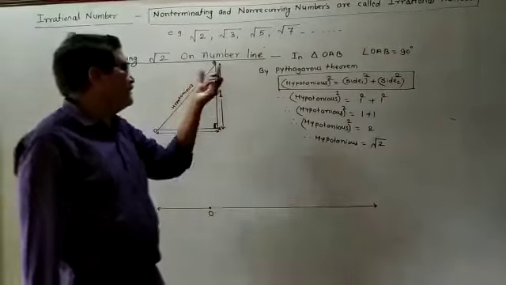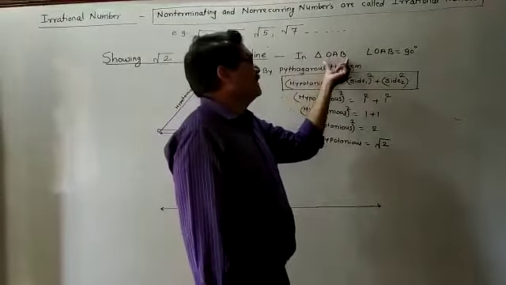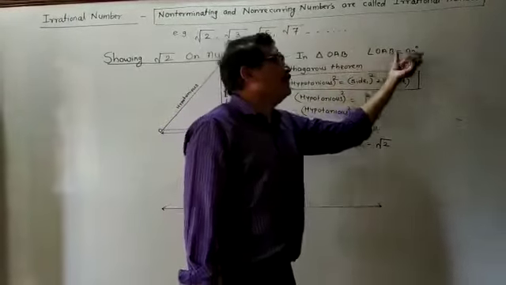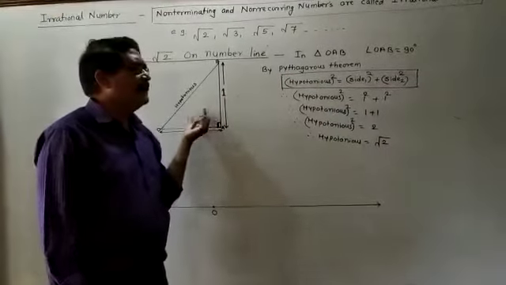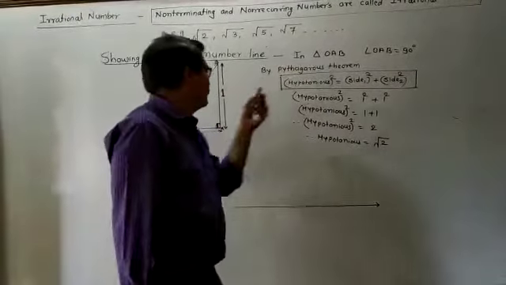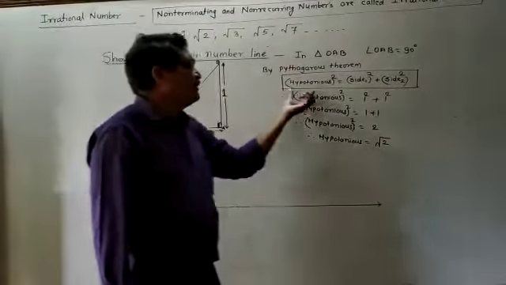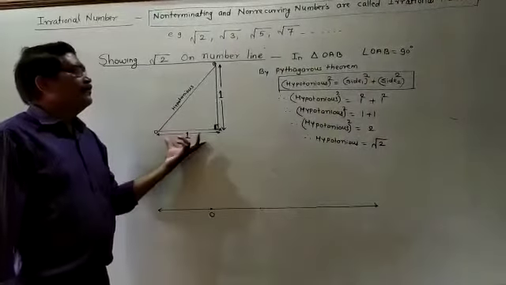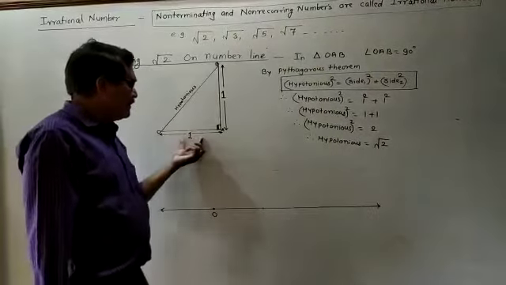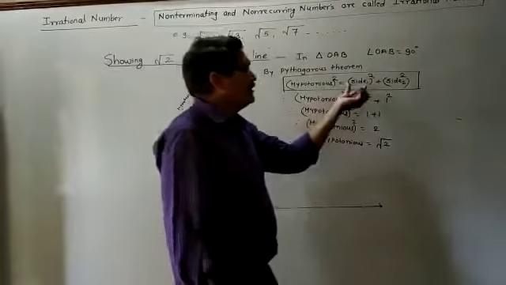So I will say that triangle OAB is the right angle triangle. In triangle OAB, angle OAB is equal to 90 degrees. Means this triangle is a 90 degree triangle. And by the Pythagoras theorem, the side opposite to the right angle is called the hypotenuse. Hypotenuse square is equal to side 1 square plus side 2 square. Here you have to put the values. This is 1 unit and this one is also 1 unit.